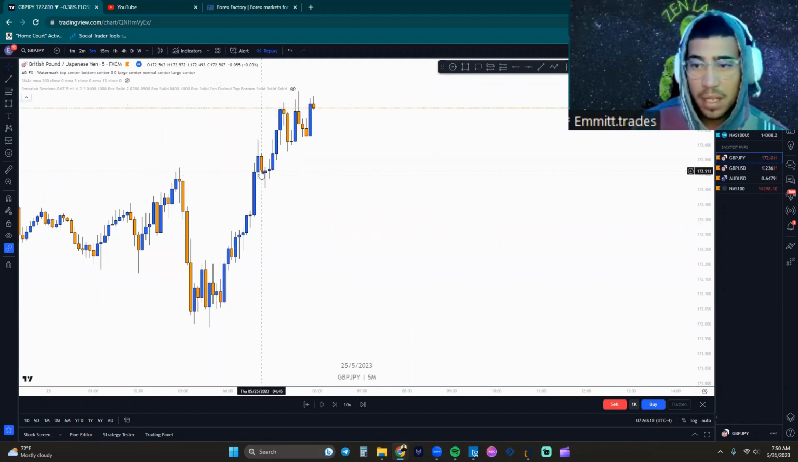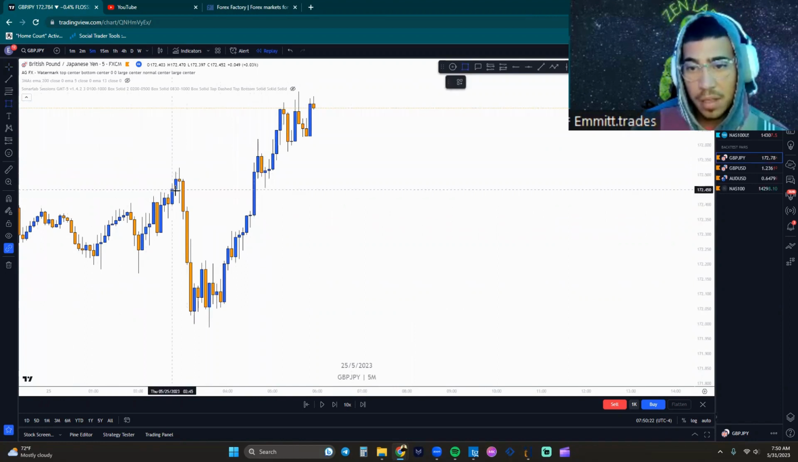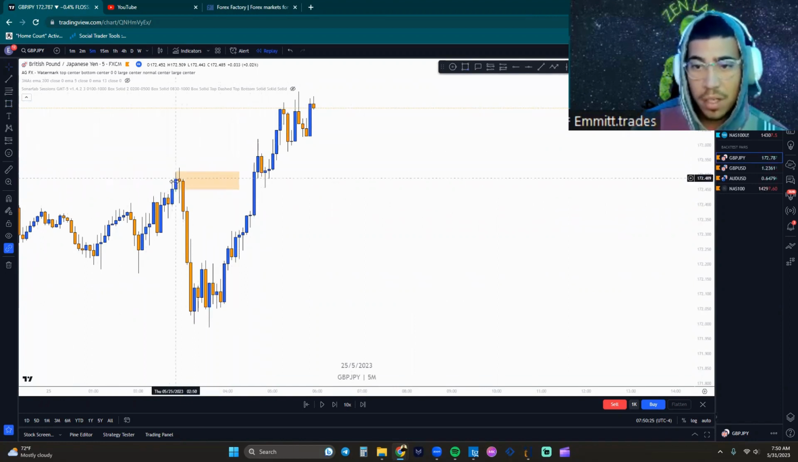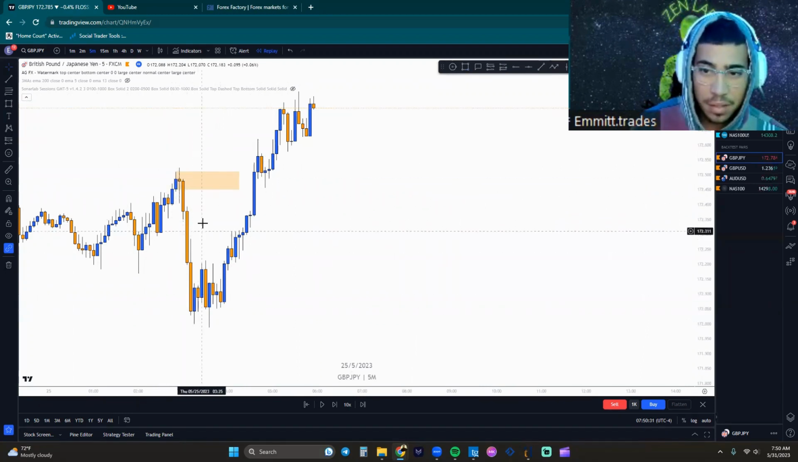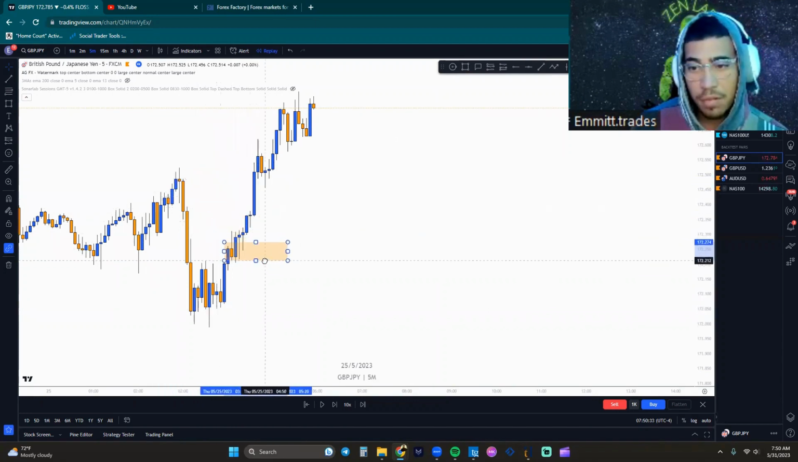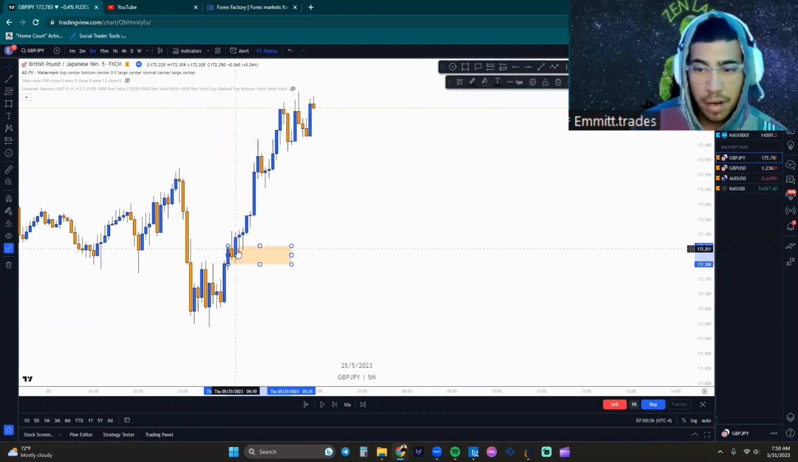By the way, demand is in a buy scenario, your down candle. Supply is in a sell scenario, your up candle. Okay, it's the last up candle before the impulsive move down for sells. It is the last down candle before the impulsive move up for buys. Very simple.